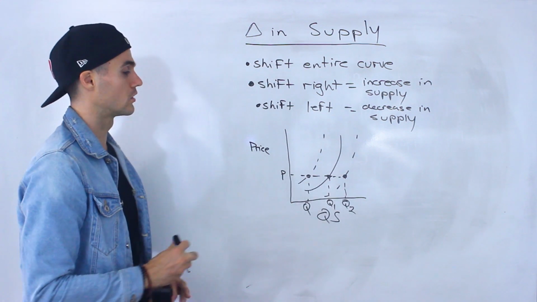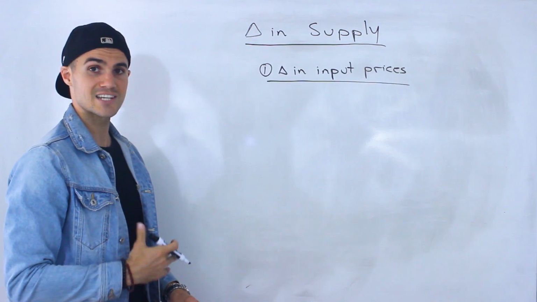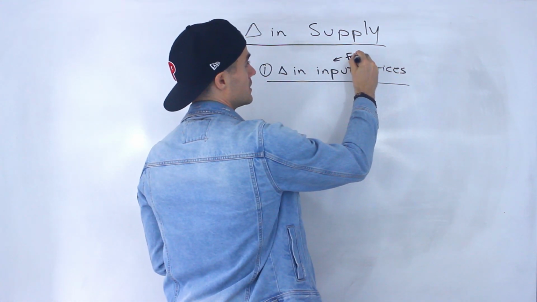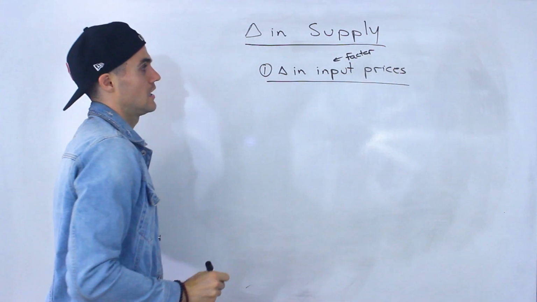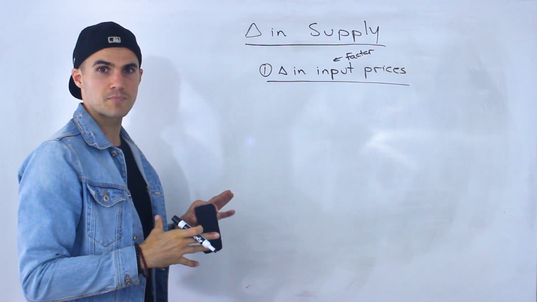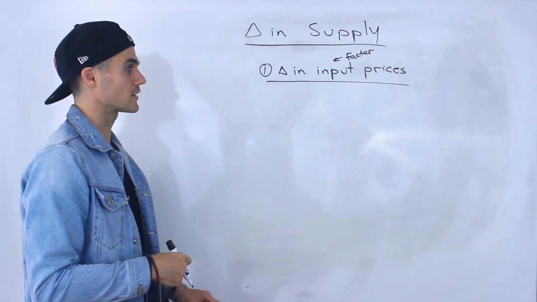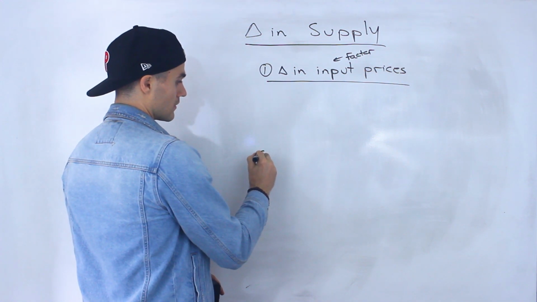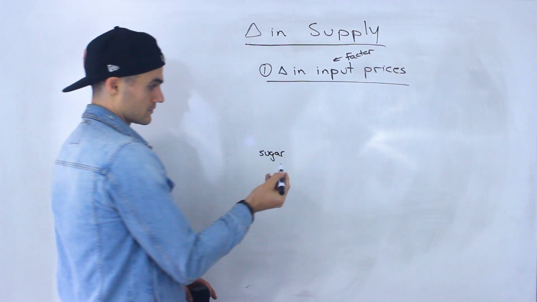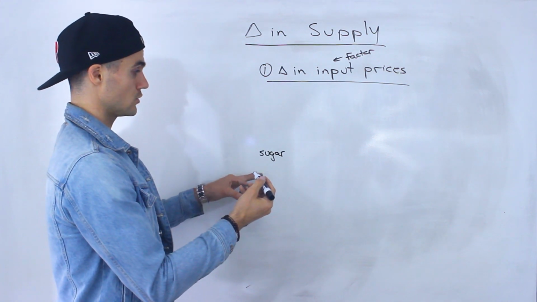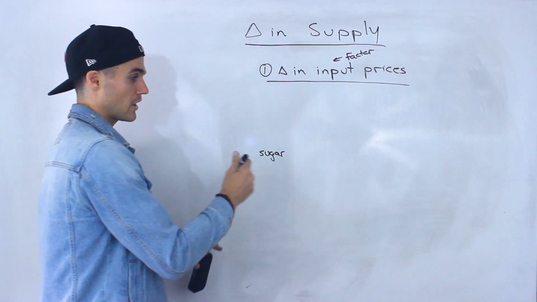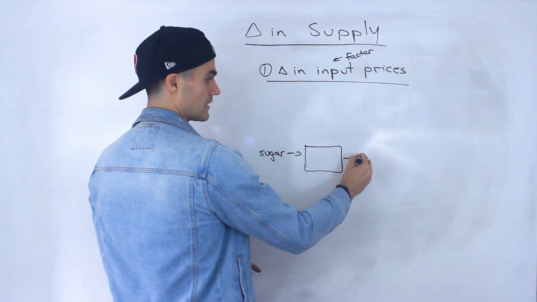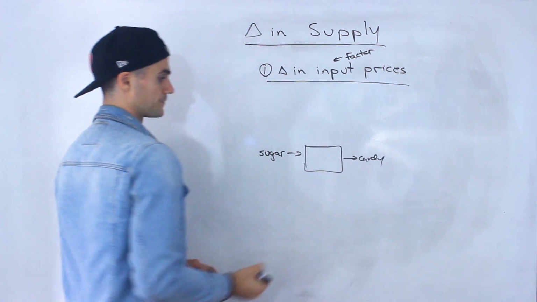either right or left. So the first factor we'll talk about is a change in input prices. And sometimes instead of input prices, you'll see textbooks say factor prices. The way I like to think of inputs or factors is basically the raw materials that you use to make your product. So let's say that you have a candy factory and the biggest ingredient you're using is sugar in your candy. And so you need to go buy sugar from another supplier. You take that sugar, put it through your factory, it produces candy, and then you take that candy and sell it in the market.